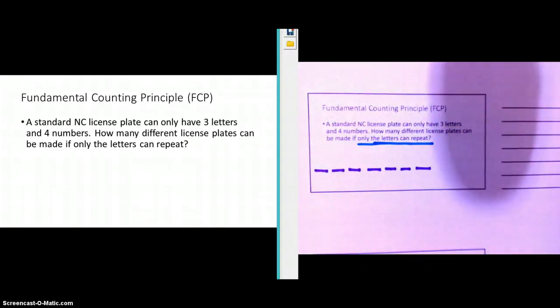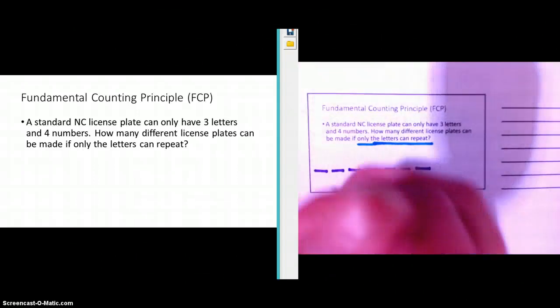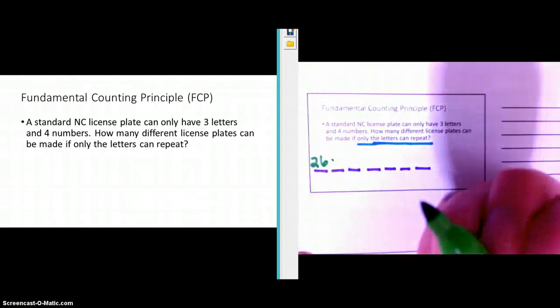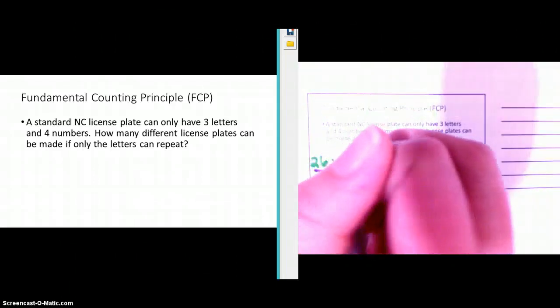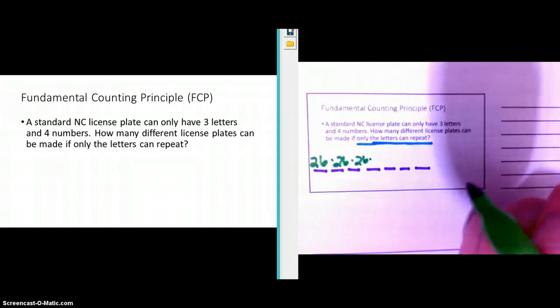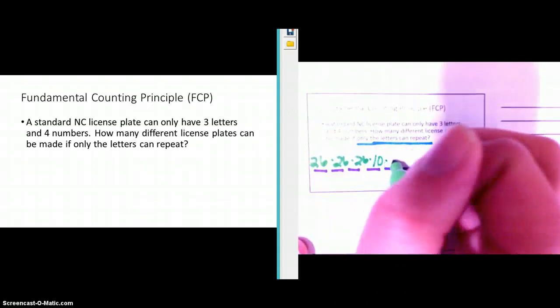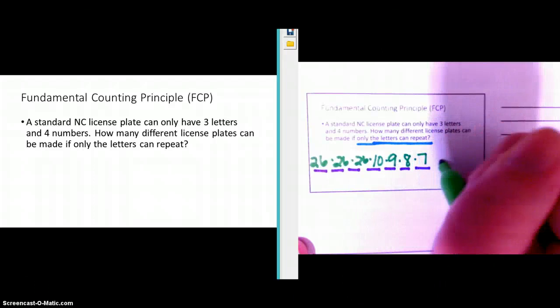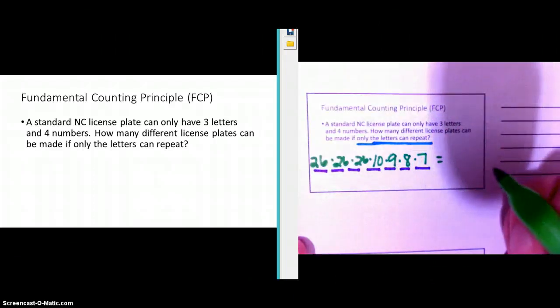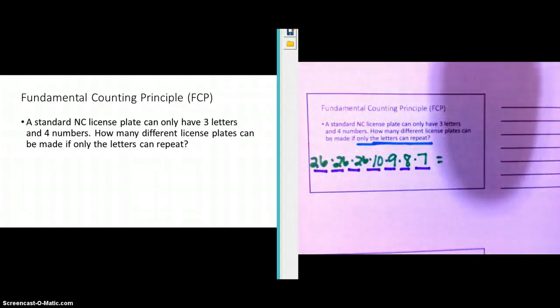So if our letters can repeat, then that means we have 26 letters to choose from, A through Z. They can repeat, so we have 26 for the first 3. But our digits, it doesn't say our digits can repeat, so we have to assume that they can't, or it would have said it in the instructions. So that means we have 10 digits to choose from, but once we use one, there's only 9 left, then 8 left, then 7 left. When we multiply this out, let me grab my calculator.